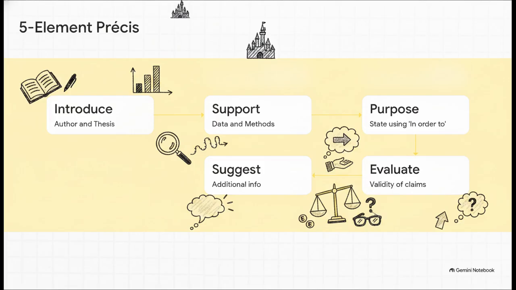Step 2. Identify the support data. Well, he uses personal examples of standing in massive lines and paying exorbitant prices. Step 3. State the purpose, usually with an in order to phrase. So he criticizes the park in order to encourage readers not to visit. Step 4. Evaluate validity. This is crucial. The précis notes that while he definitely had a bad time, his experience was limited to a crowded summer day.